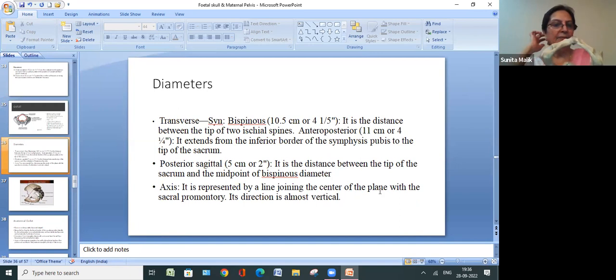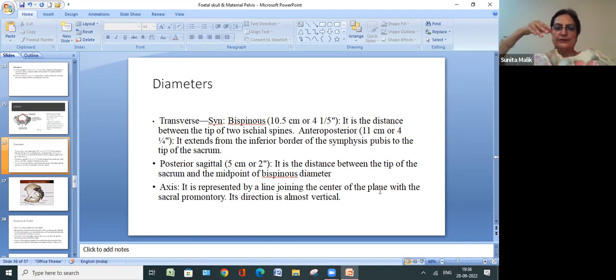And there's another diameter which is generally done in the outlet, that's the posterior sagittal diameter. If we draw a line between the two ischial spines and see the area between the tip of the sacrum and the midpoint of the bispinous diameter, this is the posterior sagittal diameter. This is around 5 centimeter at this level.